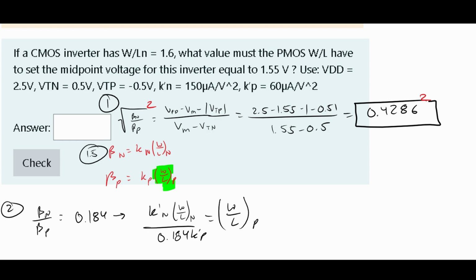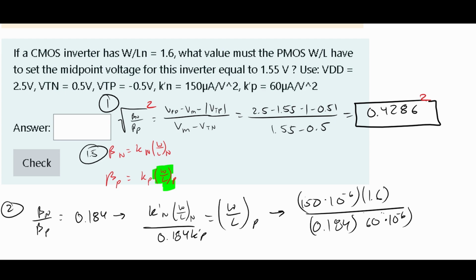Now all we're going to do from here is plug in our values. We have 150 times 10 to the negative 6, because it's in micro. We have our W over L of n, which is 1.6 for this. And it's all going to be divided by our 0.184 times our K prime p, which is just 60 times 10 to the negative 6. Once we plug all this into a calculator, our answer for this problem with these variables is going to be approximately 21.78. And that's how we go about solving this problem.